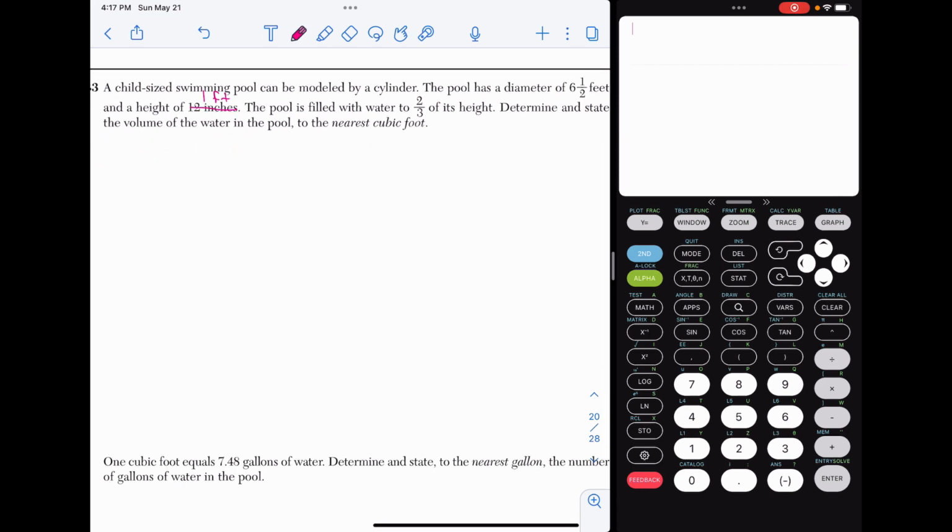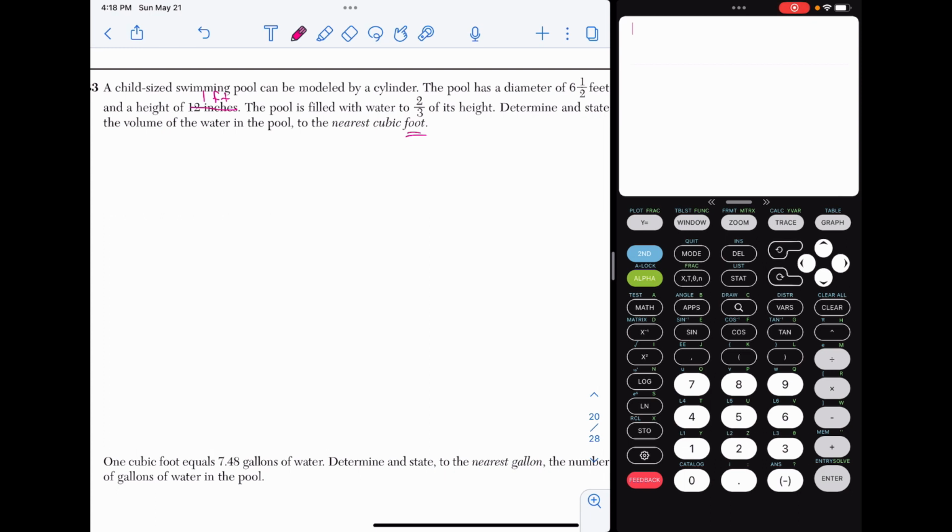We want these units to match. The pool is filled with water 2/3 of its height. And we're going to determine and state the volume of water in the pool to the nearest cubic foot. Whatever unit it says at the end of the problem, that's the unit you want. So that's how I also know to get rid of the inches.